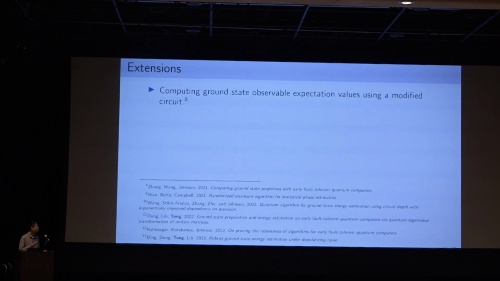On Wednesday, Earl Campbell introduced this algorithm extensively, so I will only offer a rather limited introduction. This algorithm has been extended in various ways to deal with other problems. So far I've been thinking mainly about ground state energy. It turns out you can use that to compute ground state observable expectation values as well, which was proposed in this 2021 paper.